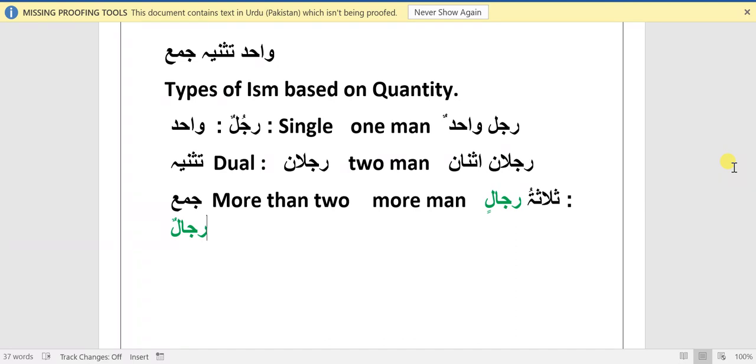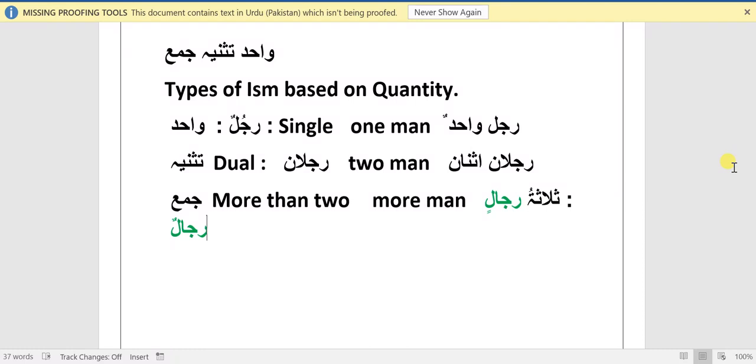But still, right now, you can just stay on the basic information about Wahid Tasniya Jama, that Wahid means one, Tasniya means two, and Jama means more than two without any specification. It can be three or it can be an infinite number.